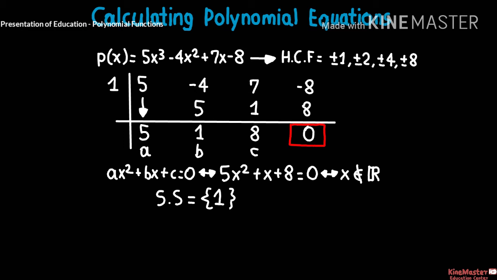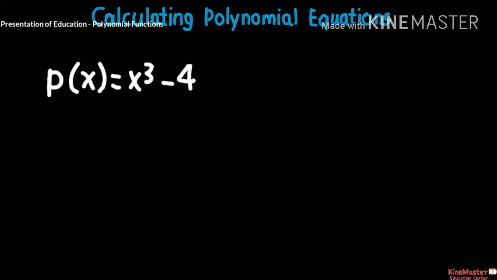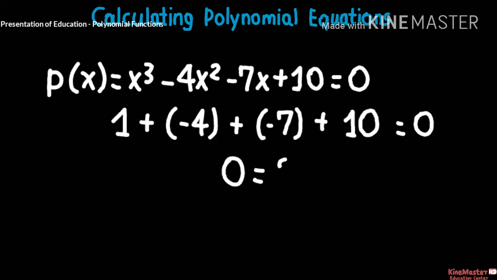Now the synthetic division. 1, bring down the 5. 1 times 5 is 5. Minus 4 plus 5 is 1. 1 times 1 is 1. 7 plus 1 is 8. 1 times 8 is 8. Minus 8 plus 8 is 0. So the quotient becomes x cubed minus 4x squared minus 7x plus 10, which is equal to 0.